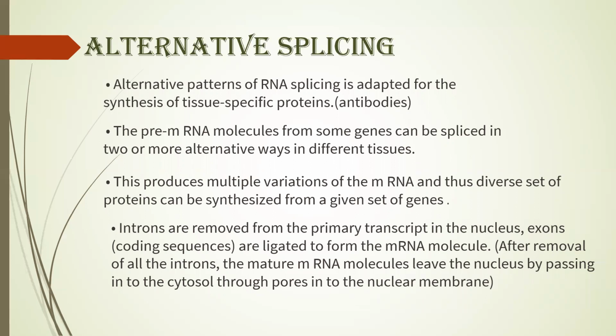And then introns are removed from the primary transcript in the nucleus, and exons are ligated to form the mRNA molecule. After the removal of all introns, the mature mRNA molecule leaves the nucleus by passing into the cytosol through pores in the nuclear membrane.